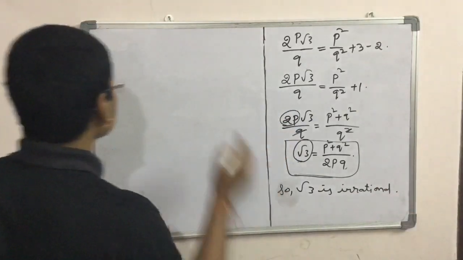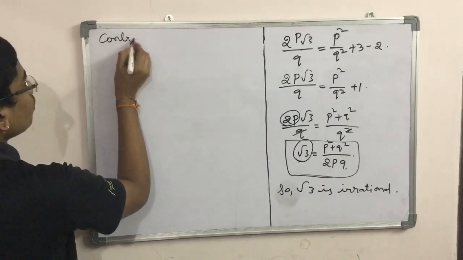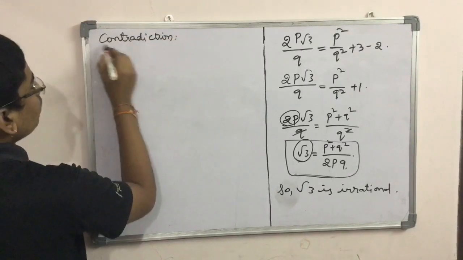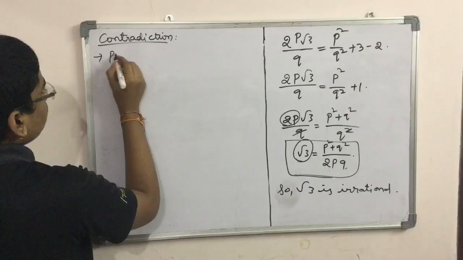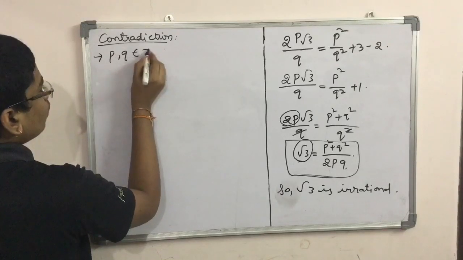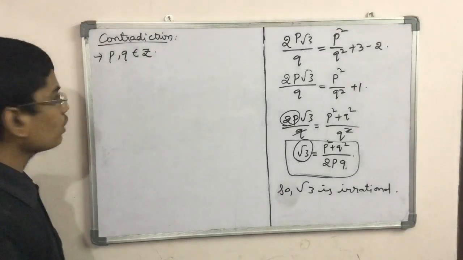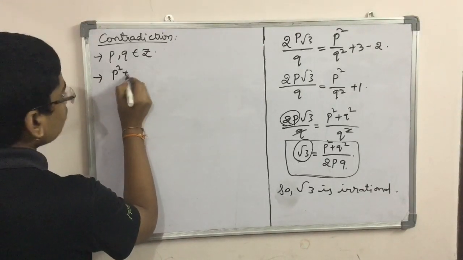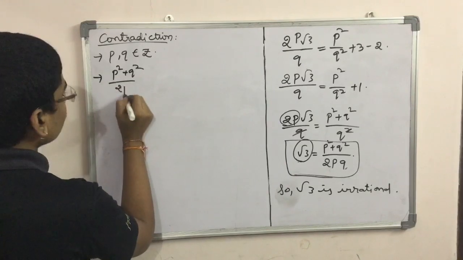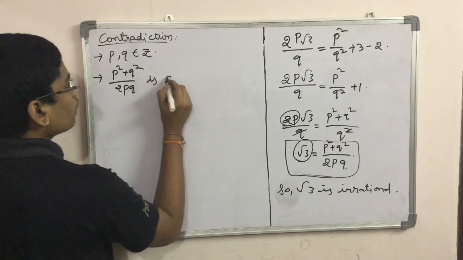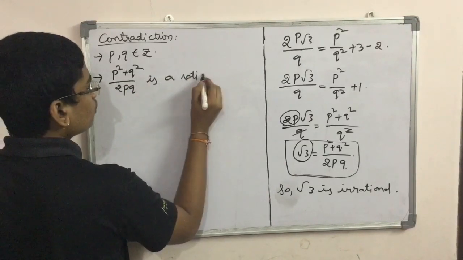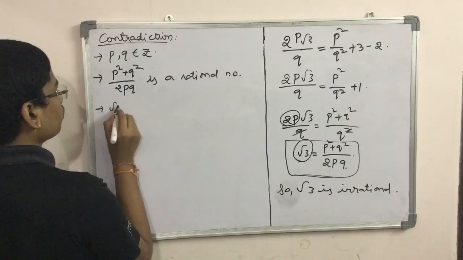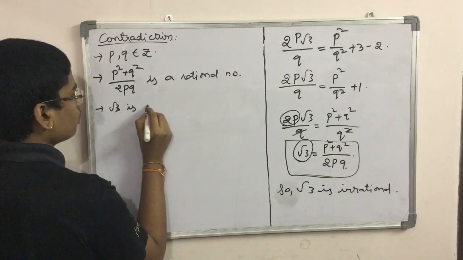I will write the contradiction statements. Contradiction: we say that p and q are assumed to be integers, right? So whenever they are integers, (p² + q²)/2pq is a rational number, but root 3 is irrational.